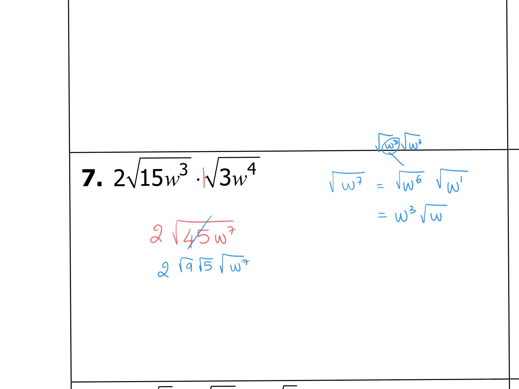Okay, so we have 2 times 3 times square root 5 times w to the power of 3 square root w. All right, the numbers and the variables go together, and the roots go together. So we have 6w to the power of 3 square root of 5w.